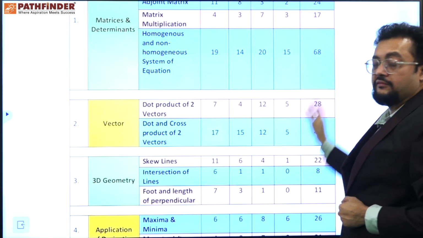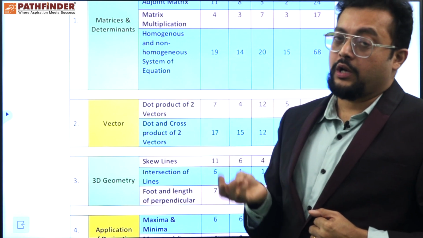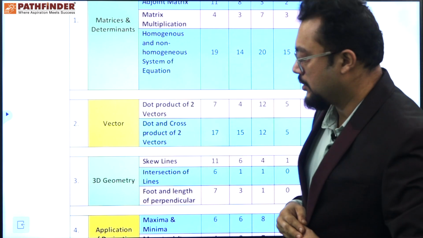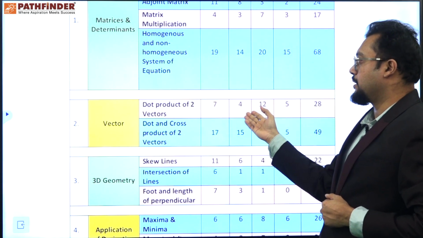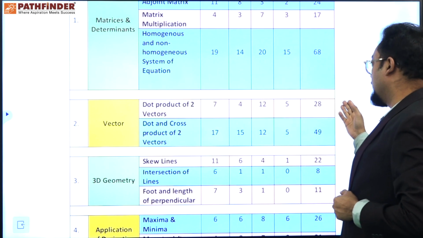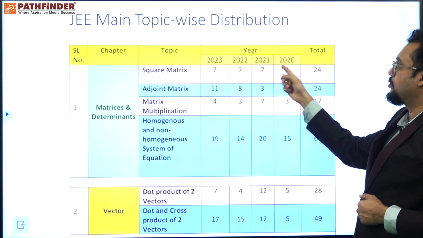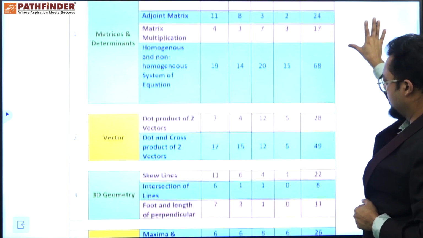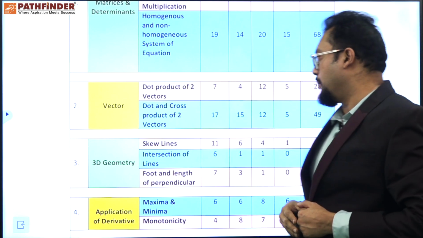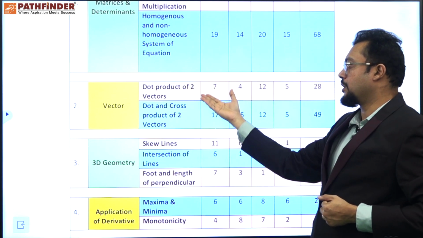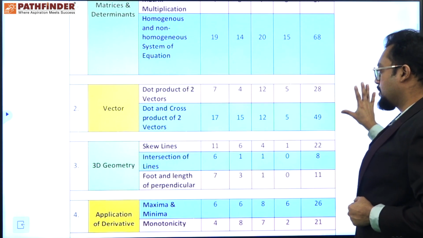Next comes vector. In vector, as you already know, product of 3 vectors is out of the syllabus, hence dot product of 2 vectors and dot and cross product of 2 vectors matter. In the last 4 years, that is 2023, 22, 21 and 20, respectively 28 and 49 problems have come which are from dot product of 2 vectors and dot and cross product of 2 vectors.